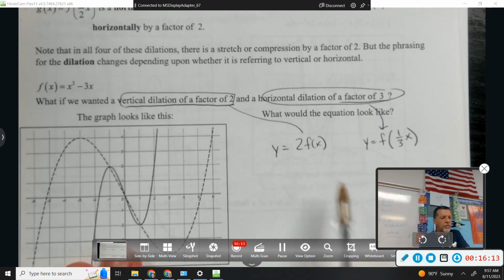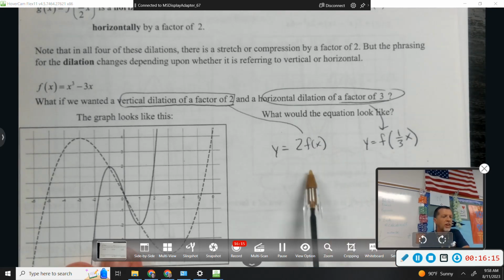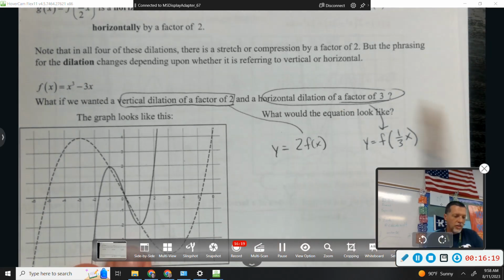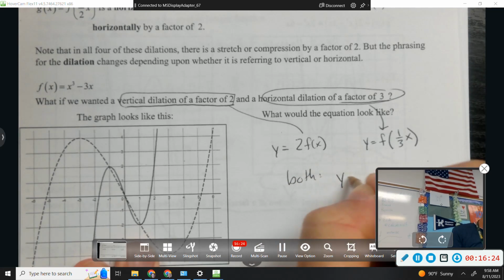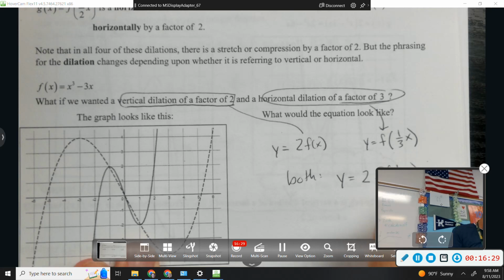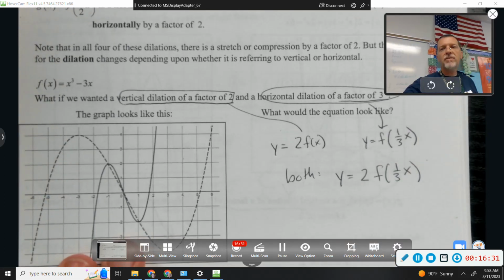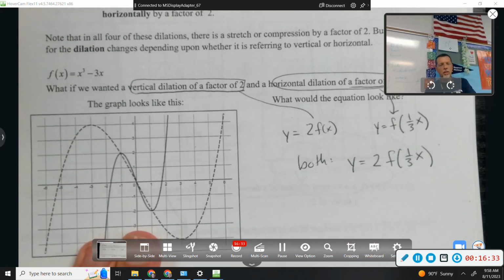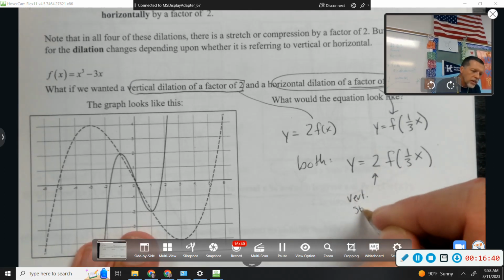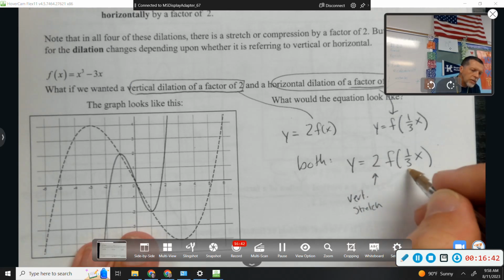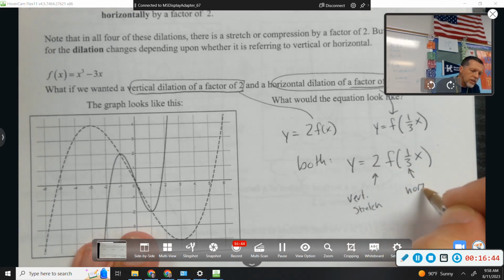Now, neither one of those is really the answer to this question. 2 f of x would be the vertical dilation. f of 1/3 x would be the horizontal dilation. So if we wanted to do both, it would be 2 f of 1/3 x. So the 2 would be the vertical stretch, and the 1/3 would be the horizontal stretch.